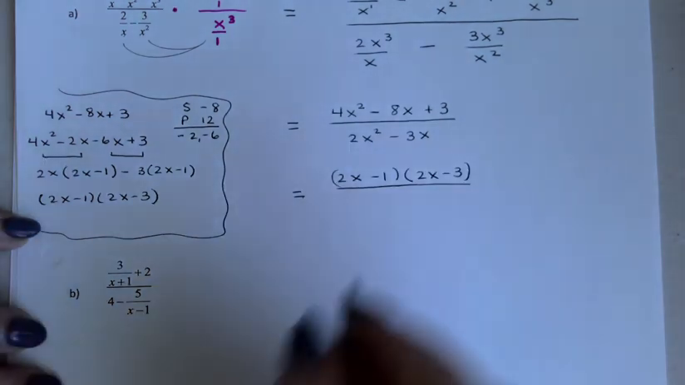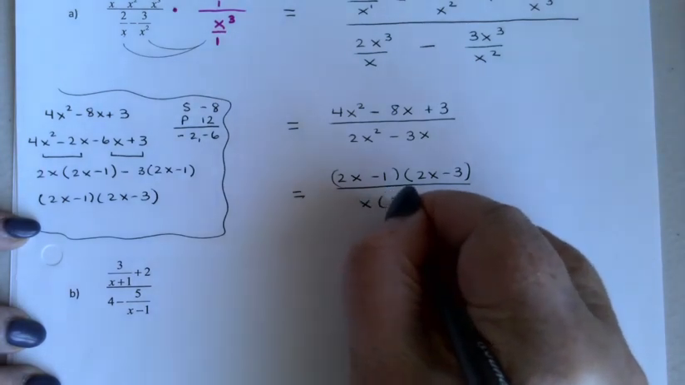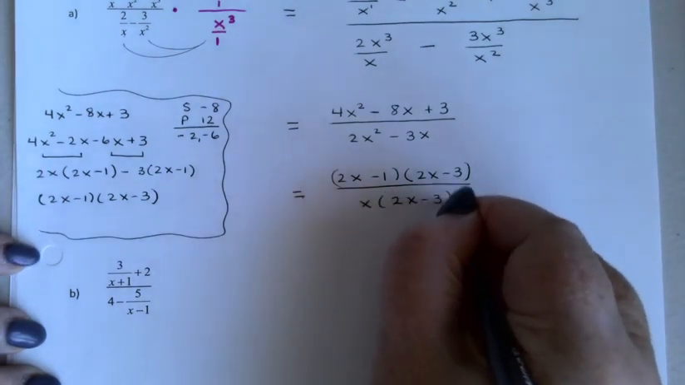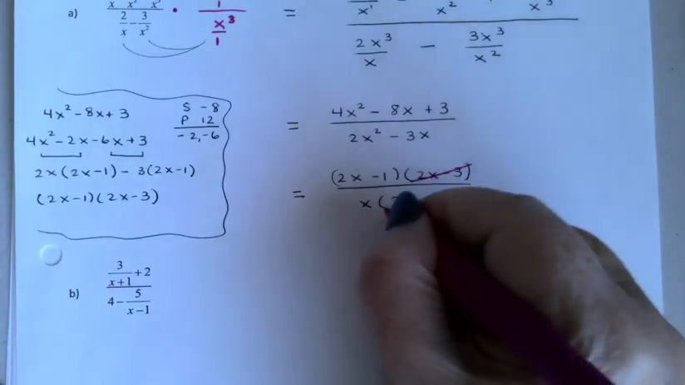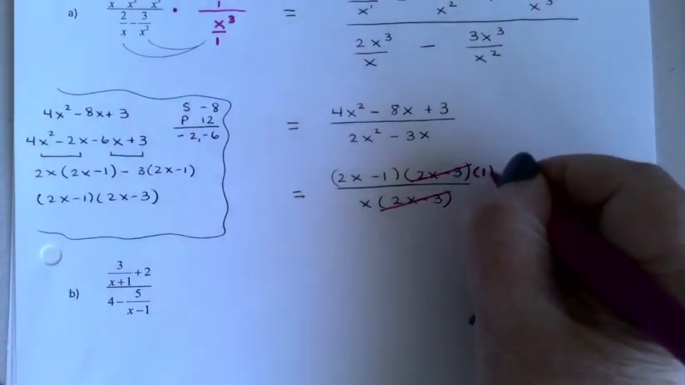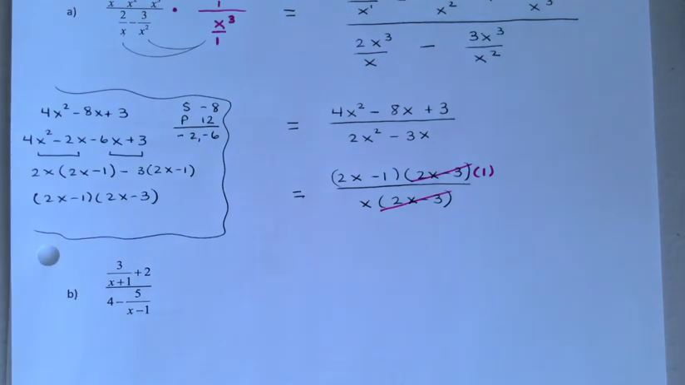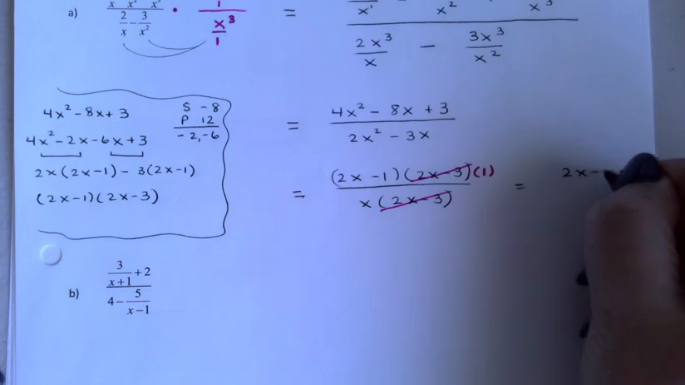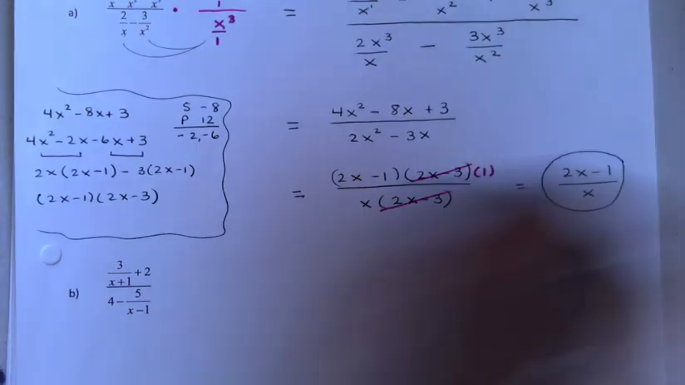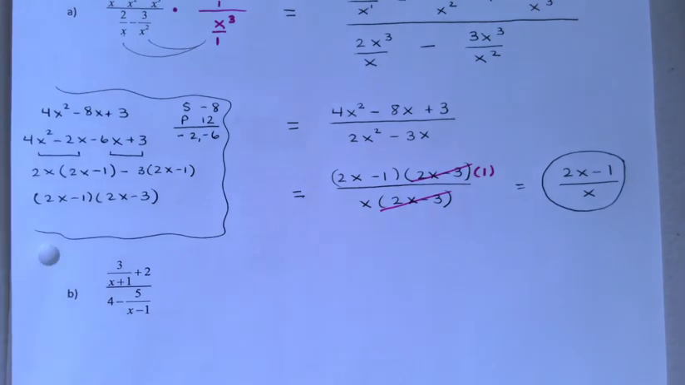Bottom, I can factor out an x, which makes that 2x minus 3. And it was a little bit of work, but it was worth it, right? Because this time we did get to reduce here. And my simplified answer is going to be just 2x minus 1 over x. Which is certainly a pretty major simplification from where we started.